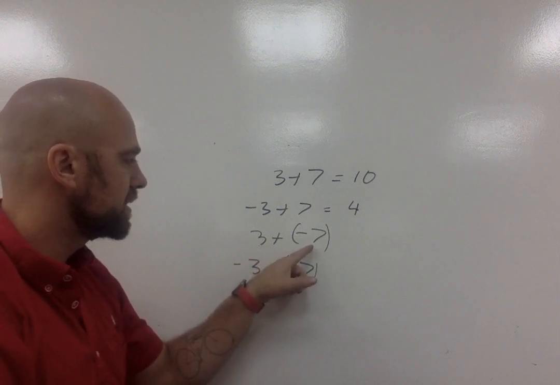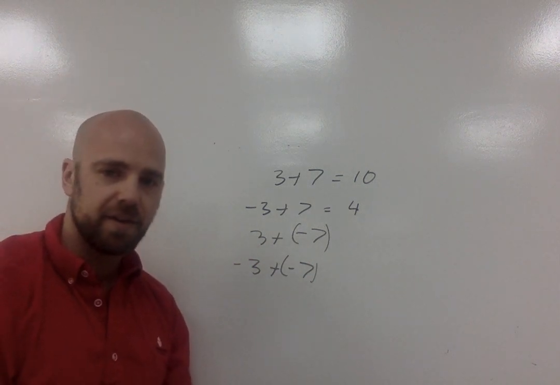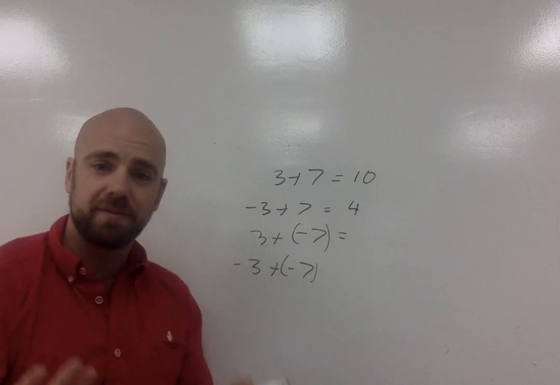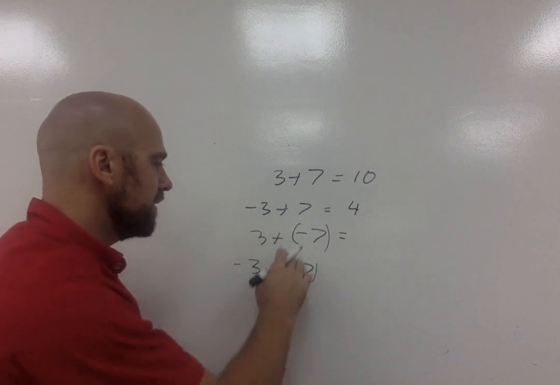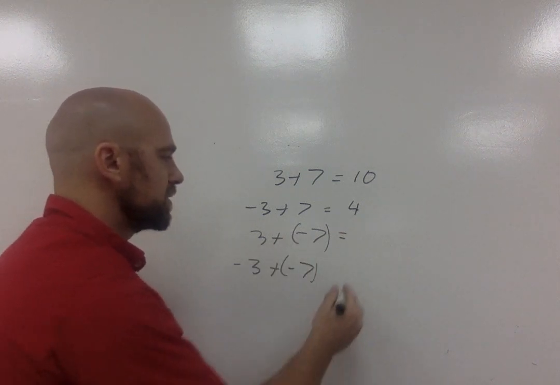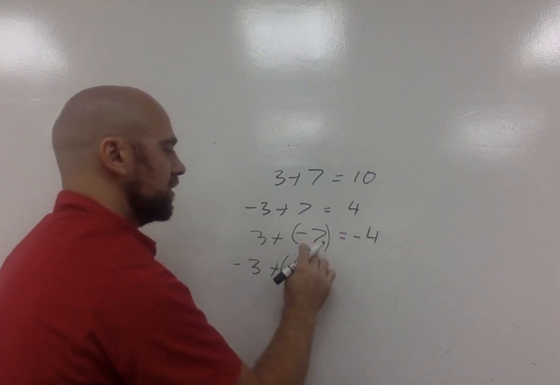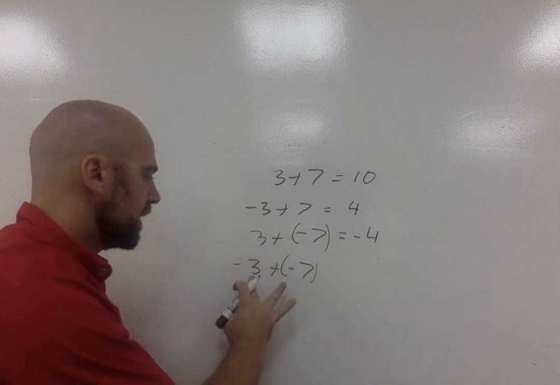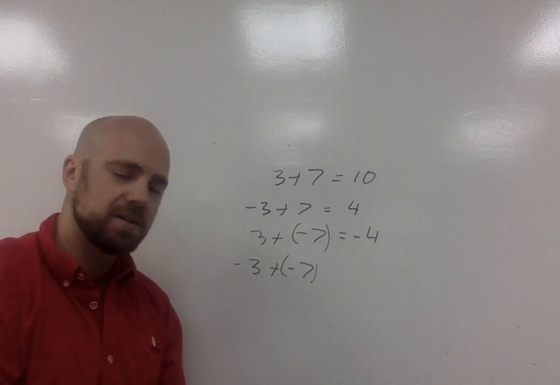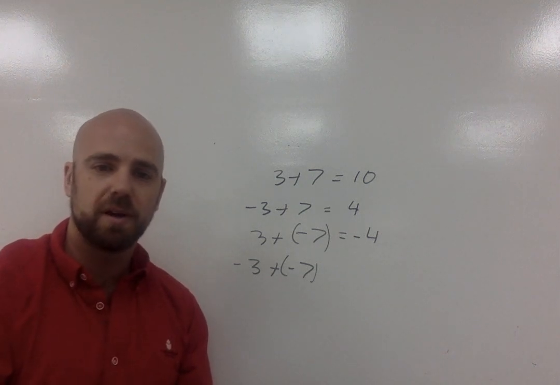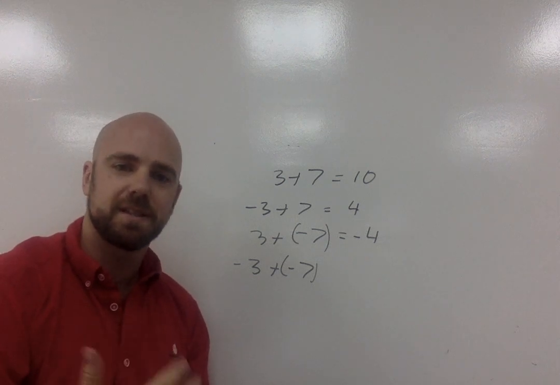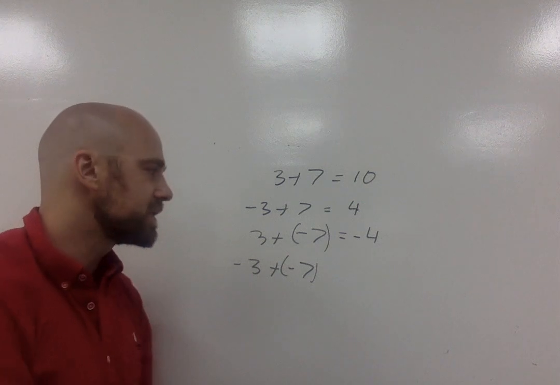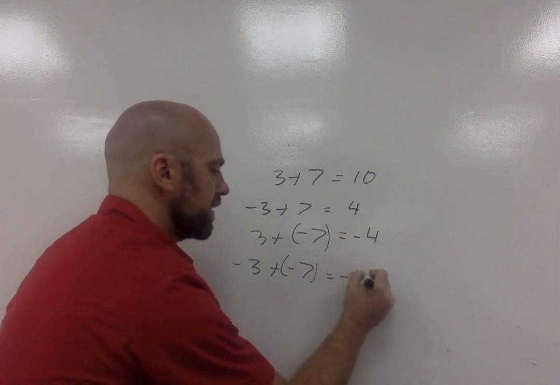In this situation, our 7 is bigger and it's a negative. Because we have different signs, a positive and a negative, we take the difference between them, which is 4, but we keep the sign of our larger number. 7 is a larger number than 3. And then here we have negative 3 plus negative 7. So we're starting with negatives and we're adding more negatives. So we end up with negative 10.